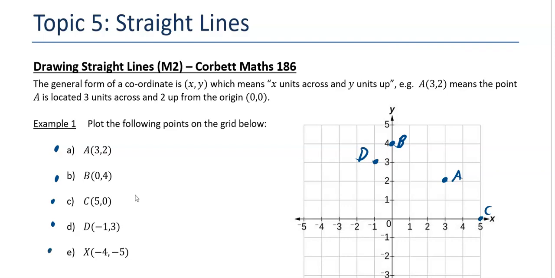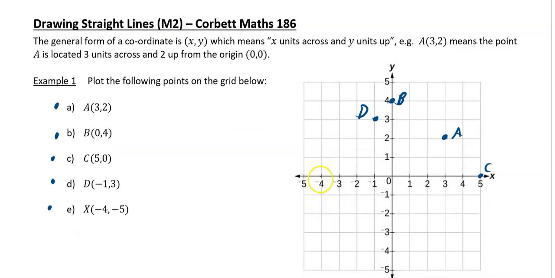And your last one is a point X, which is at (-4, -5). So minus 4, first of all, means 4 left. So 1, 2, 3, 4. And minus 5 means 5 down. 1, 2, 3, 4, 5. So this point down here is going to be your point X. And that's it.